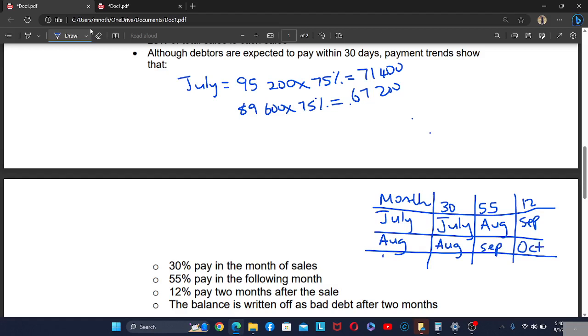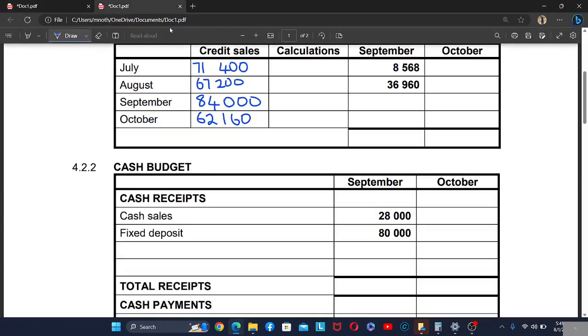Now let's move to September. If September is a month of sale, it means that 30% will be paid in September. Then after September, it's October, then November. And then we have October. If October is a month of sale, it means that 30% will be paid in October and then 55% in November, then December.